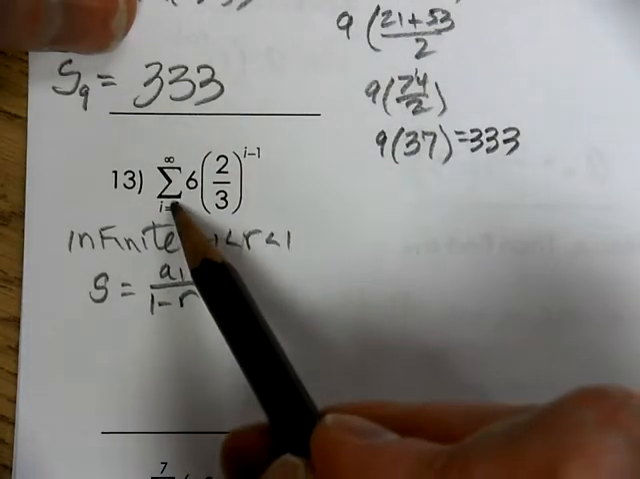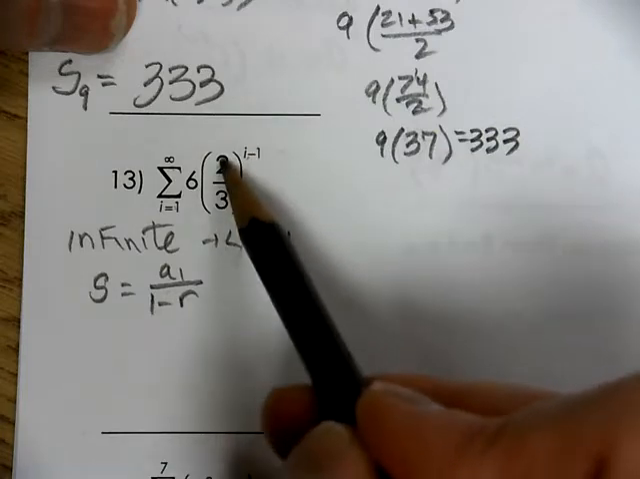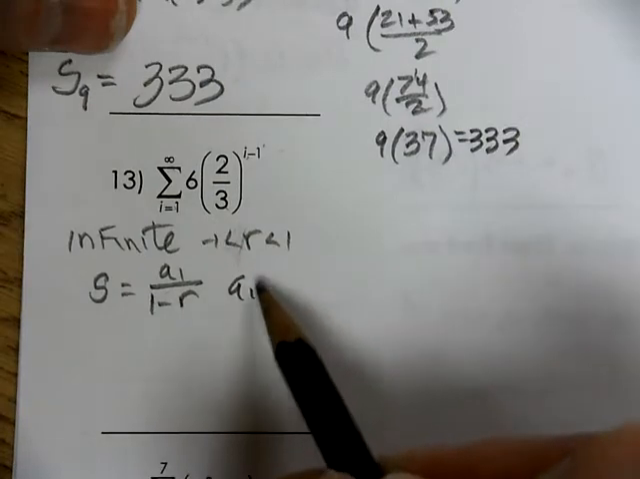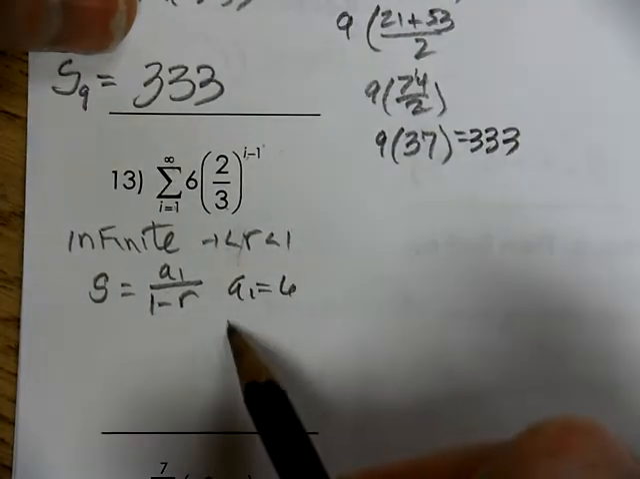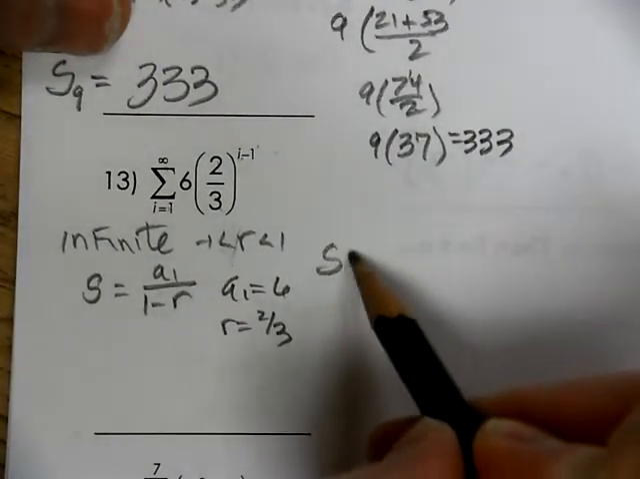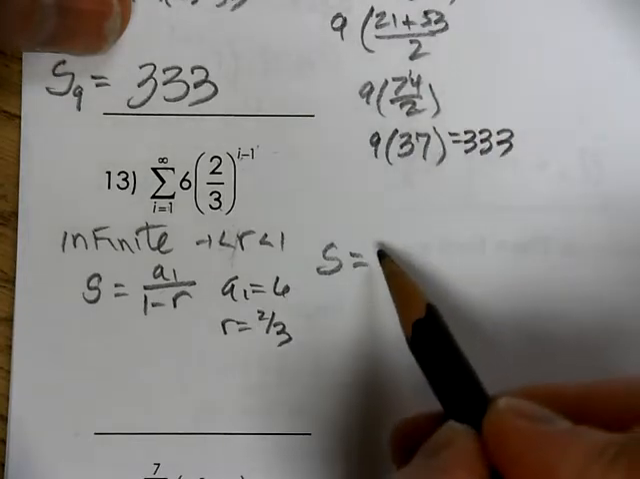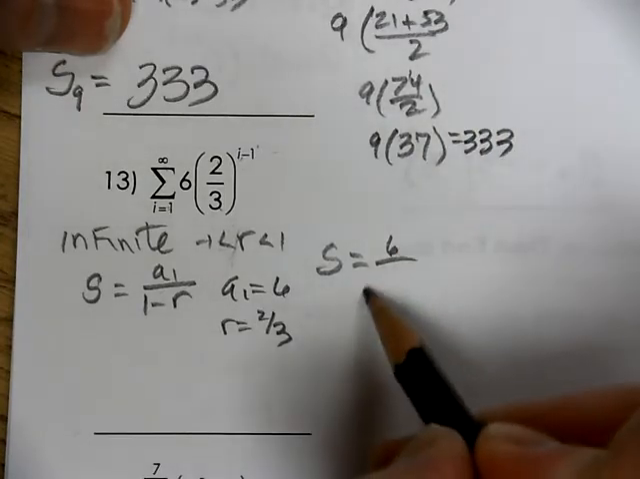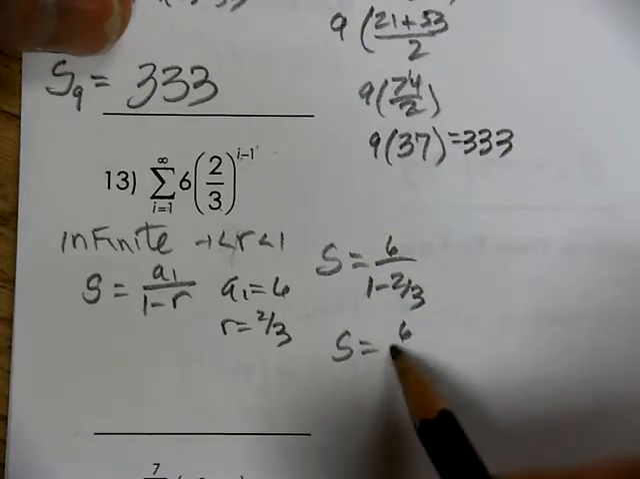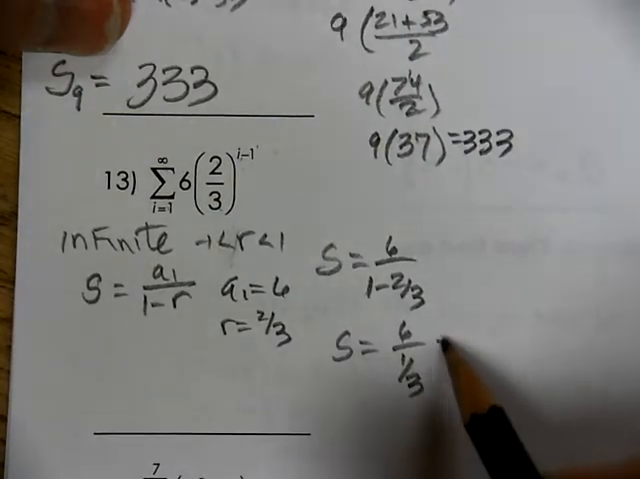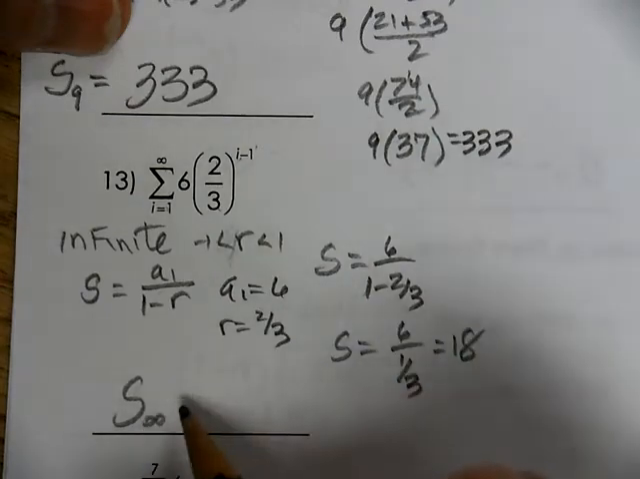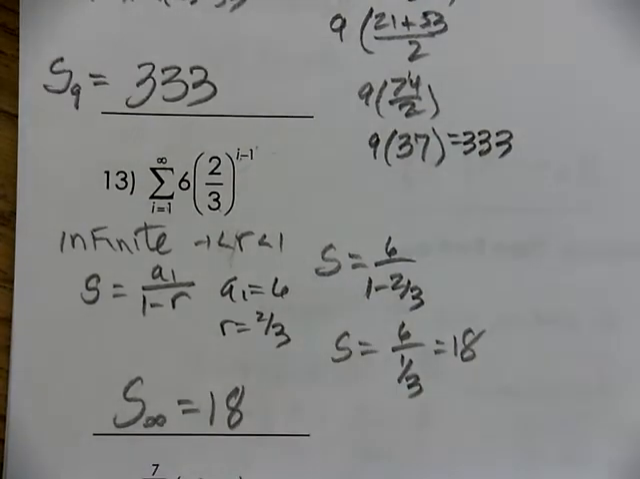So our first term, when we plug in a 1, we get 0. 2/3 to the 0 power gives us 1, and 6 times 1 is 6. So a of 1 equals 6. Our r value is clearly 2/3. So we're going to be able to say that 6 over 1 minus 2/3, that gives us 6 over 1/3, which is 18. The infinite sum is going to be 18.